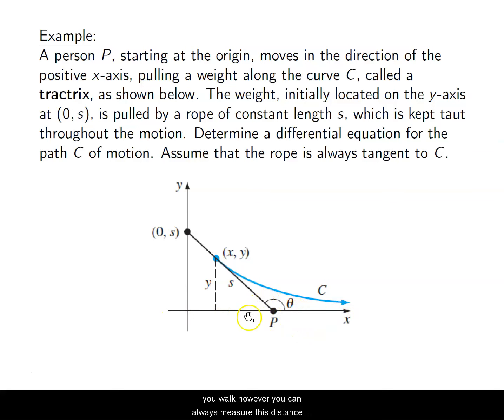Now that's going to be hard to do because you can't really measure this angle theta as you walk. However, you can always measure this distance X as you walk. That's very easy. You can literally walk with a tape measure with you as you walk, but you can't walk with a protractor that is changing over time as you're walking between this angle. You know what I'm saying? Like, it's hard to do that.